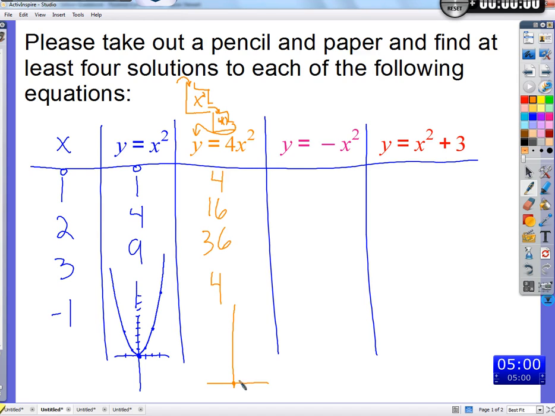Okay, 0, 0, 1, 4, 2, 16. We won't bother to go all the way to 36. It's going too far up here to worry about. Right, so this side looks like this. This side's going to be negative 1, comma 4, and negative 2, comma 16. And we get a mirror image on the other side. In case it's not very clear, this shape is not pointed. It's nice and smooth. It's a smooth curve.